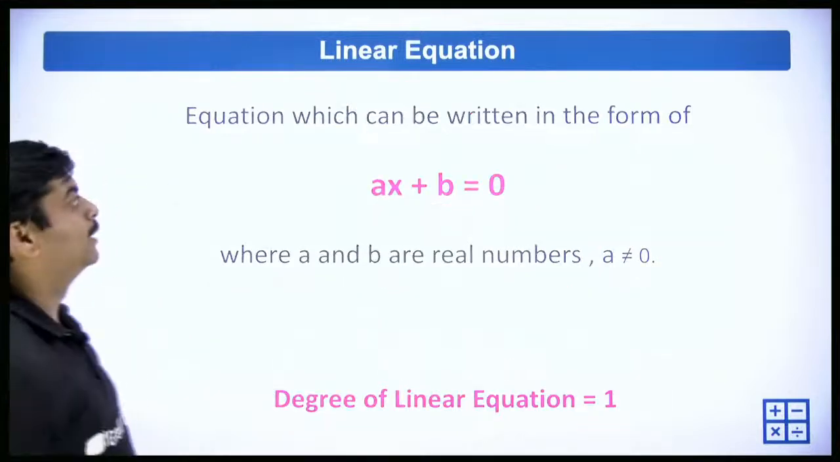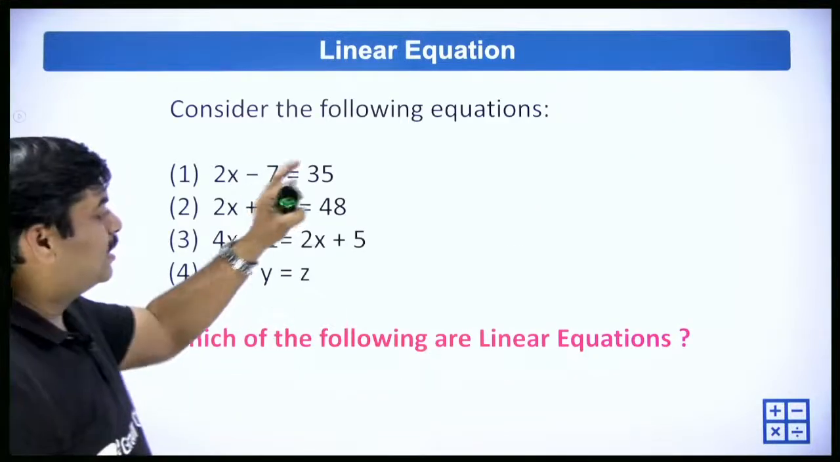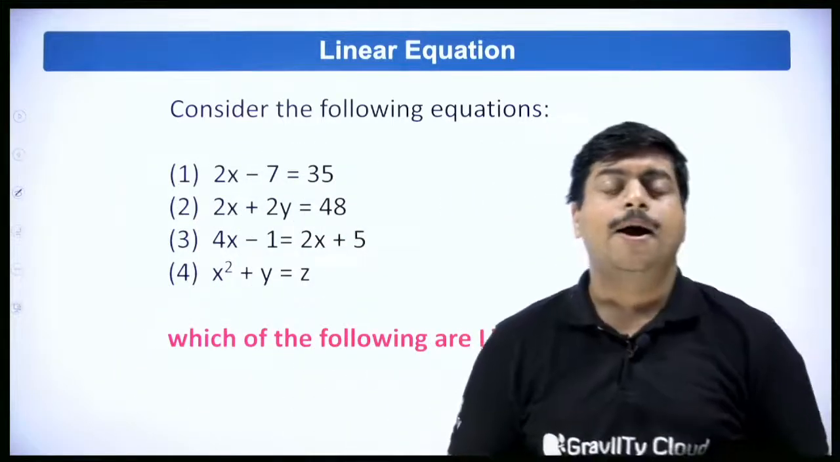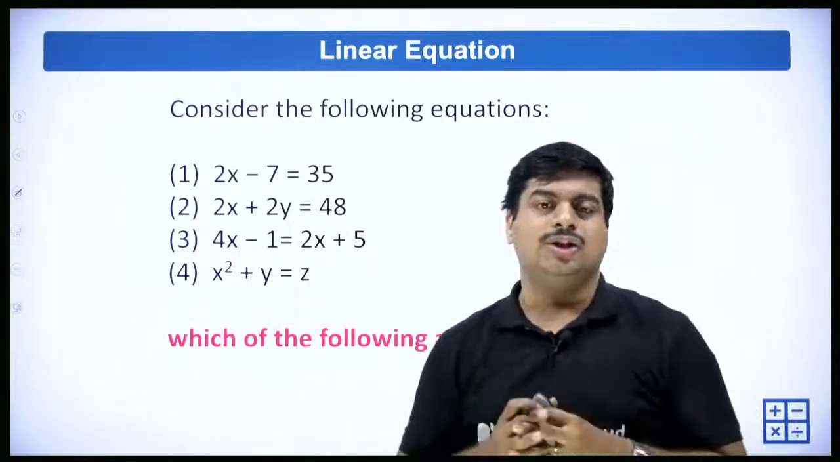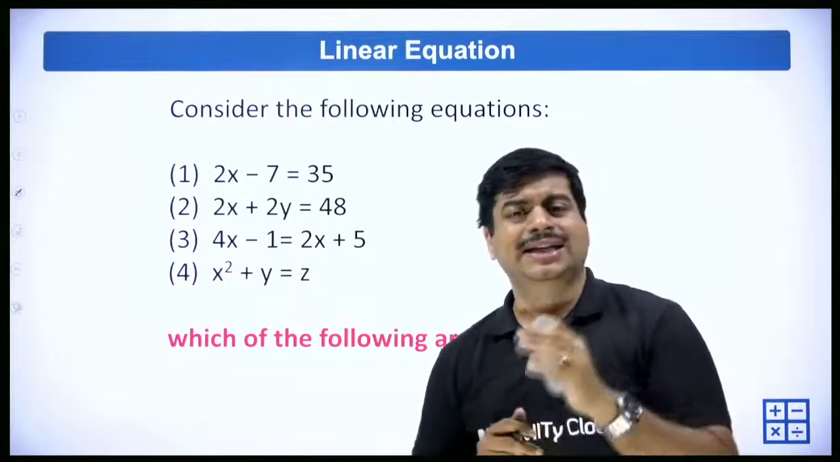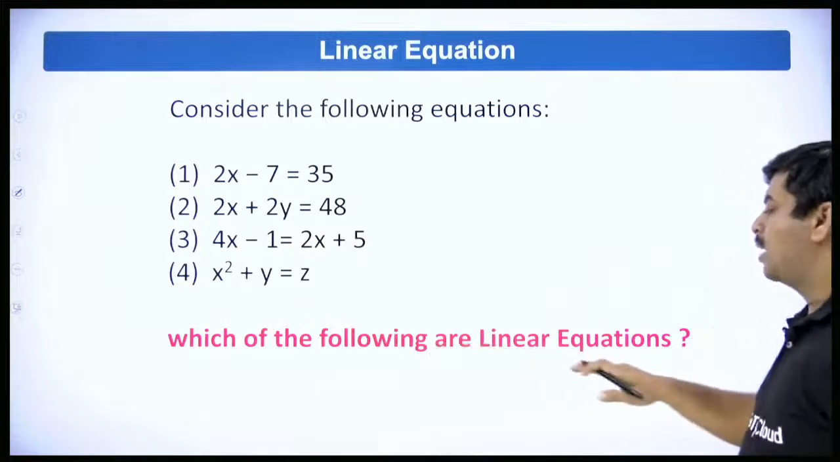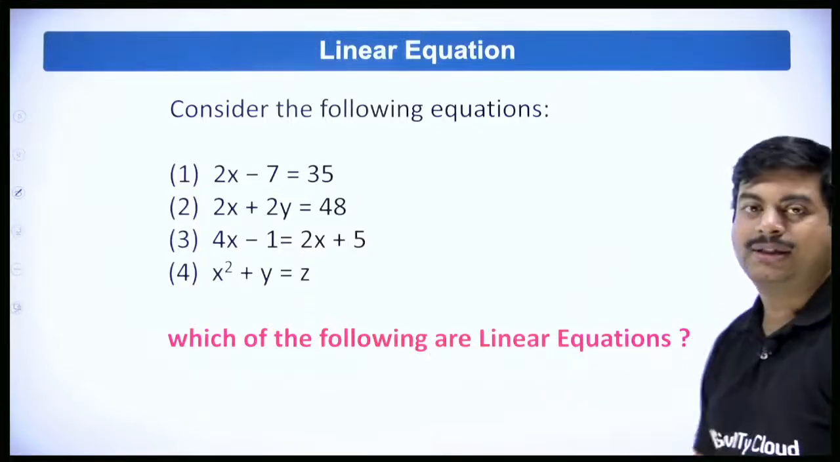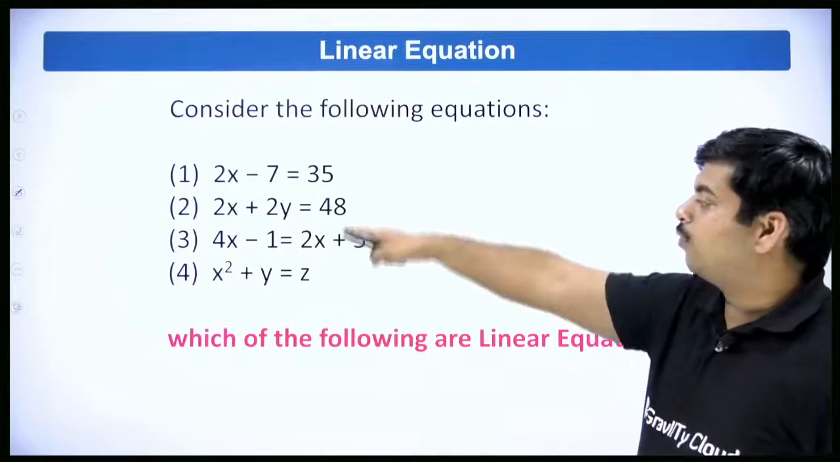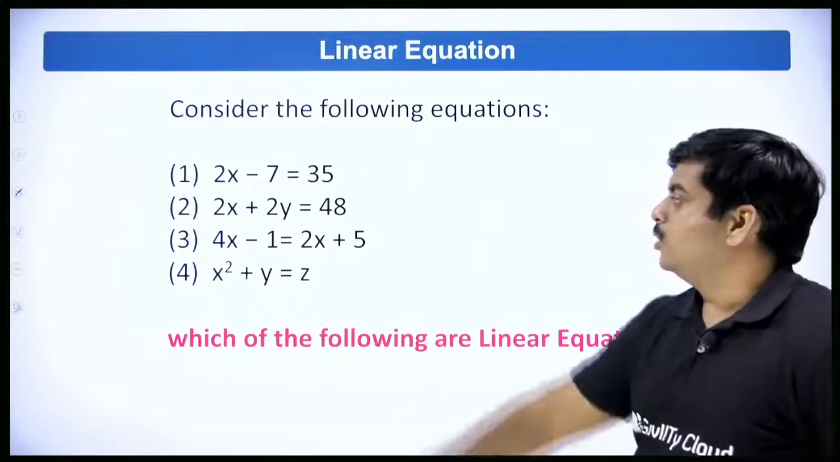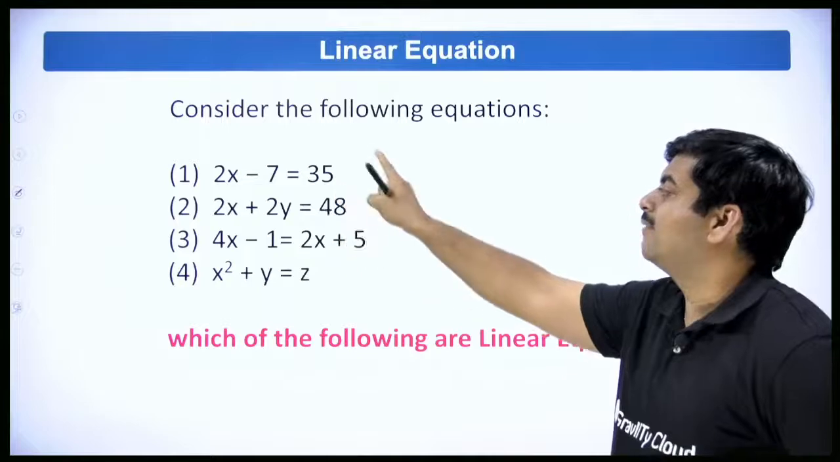Right, let's move ahead. Consider the following equations. A simple application, let us try to understand more about linear equations. I just told you about degree, correct? The power of x. Which of the following are linear equations? Observe the first one. You have 2x minus 7 equal to 35.